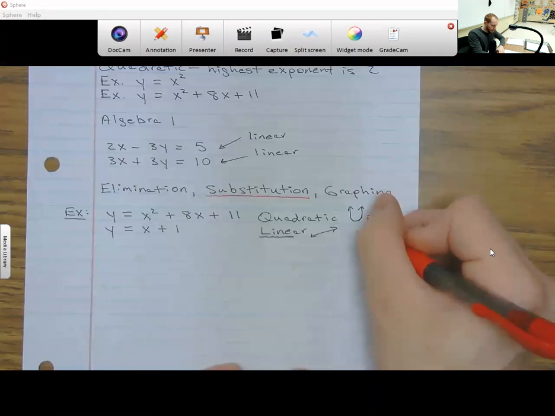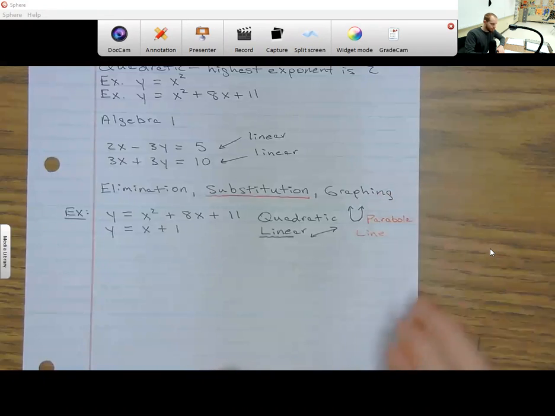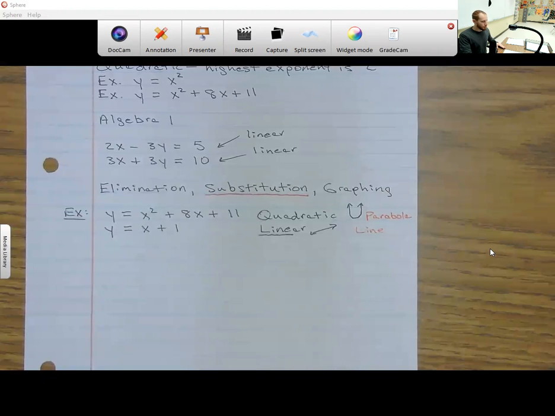And the graph of a line is just called a line. So that's what happens when you graph them. You get a U shape and you get a line. Now, most of the times when you graph these two things, you're going to have the line crossing the parabola twice. And we're going to take a look at that when we're done with this.